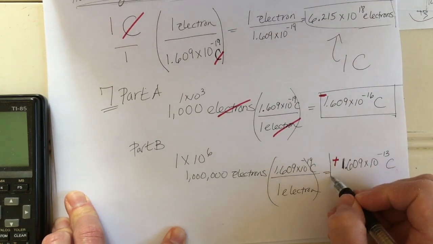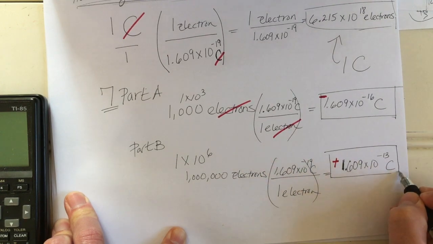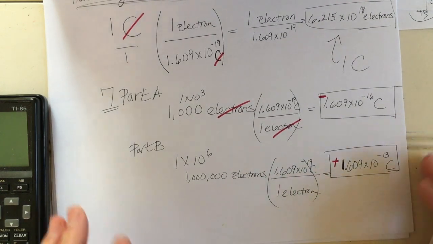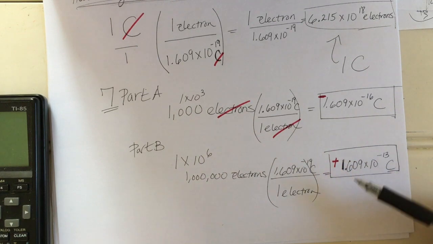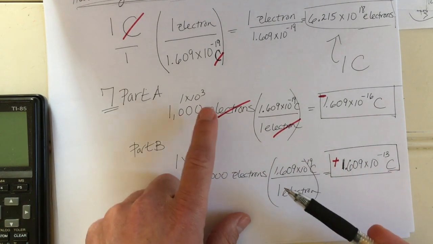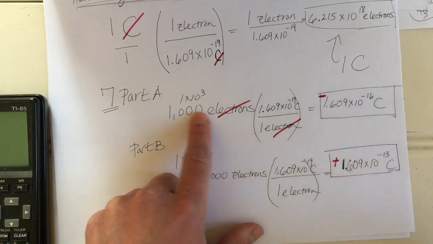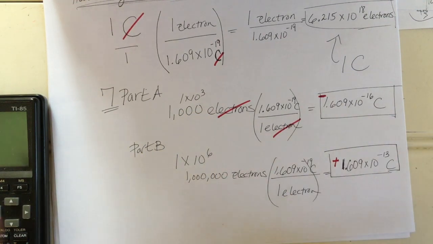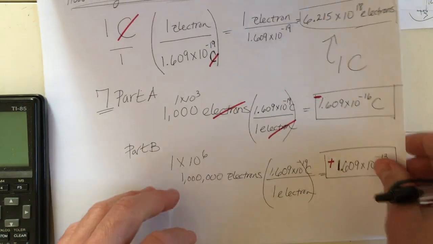All right. So you can see how we're using the magnitude of the charge here and whether or not it's missing electrons, positive. It has excess electrons, negative. And there's parts A and B of question 7. Okay, let's move on.